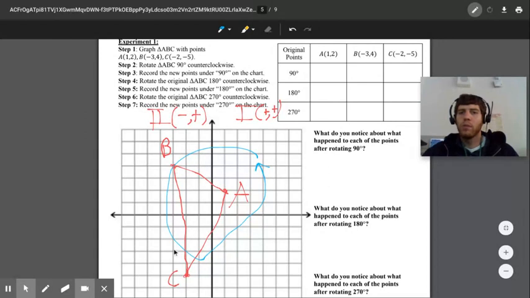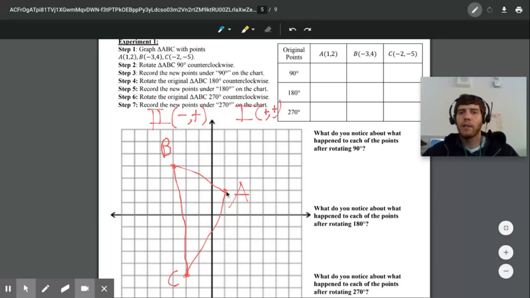180 is going to be 2/4 of it. 270 is going to be 3/4 of it. So if we're doing a 90-degree rotation, we're only going 1/4 around the circle. So we're only going over one quadrant. 90 degrees is going to move our points over one quadrant counterclockwise.